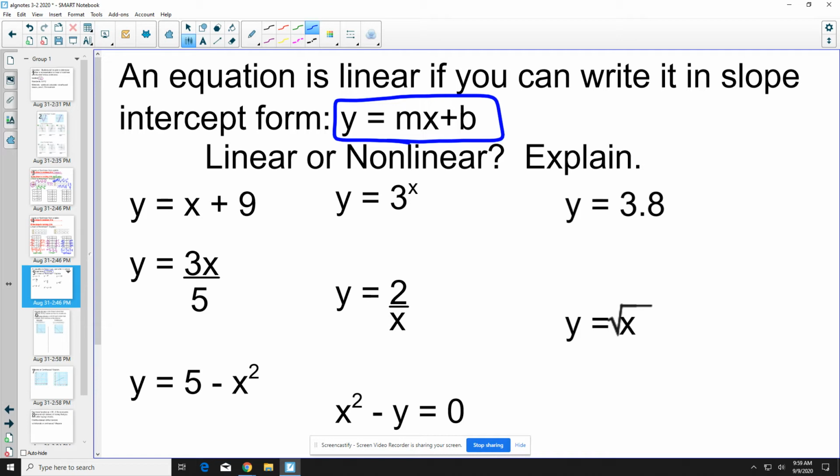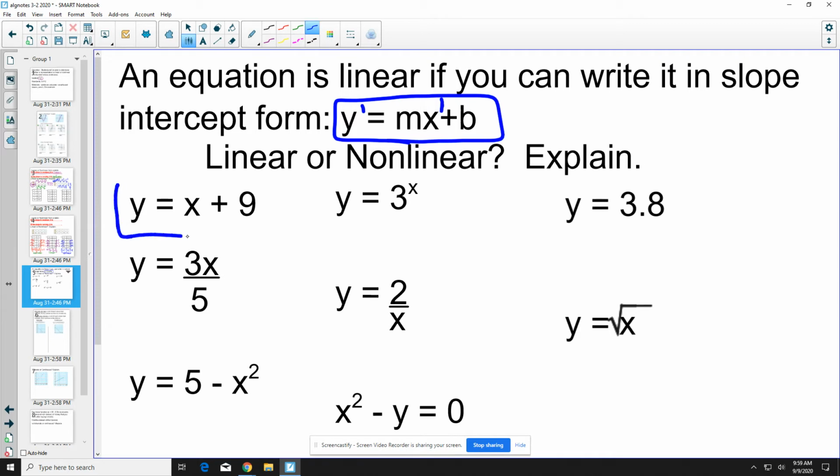All right, so basically when I look at this, I think about the y equals mx plus b equation. In this equation, y is always to the first power, and x is always to the first power. It's not an x to the second or an x to the third. If y and x are always to the first power, that means it's going to be linear, and you can write it in the form y equals mx plus b.